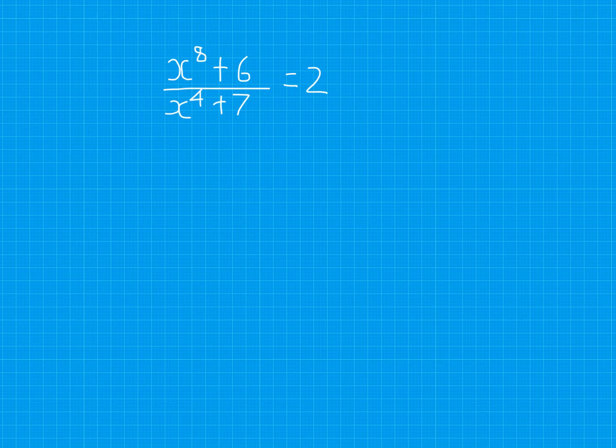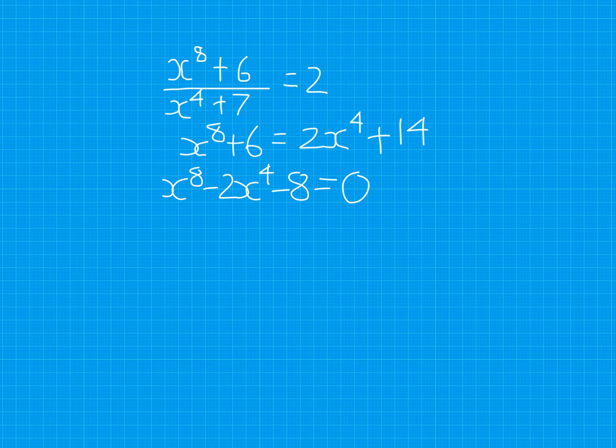I need to make one side equal to 0. So firstly, I have to get rid of this denominator by multiplying each side by the denominator. So I get x to the power of 8 plus 6. Now I need to multiply 2 by the denominator. I need to multiply 2 by x to the power of 4 and also 2 by 7. So making one side equal to 0, I get this here.